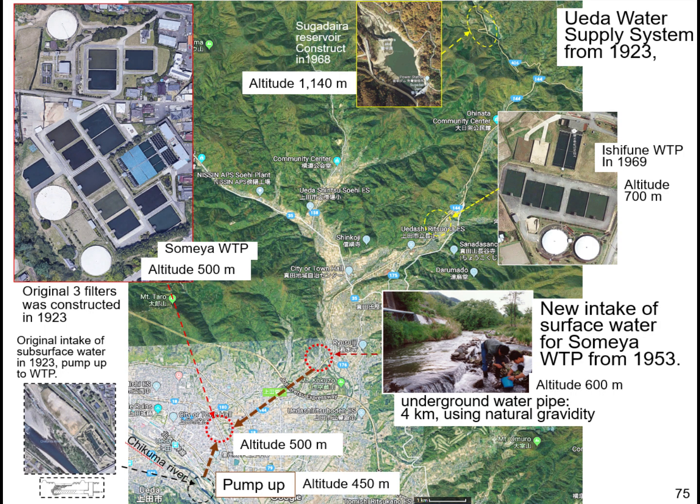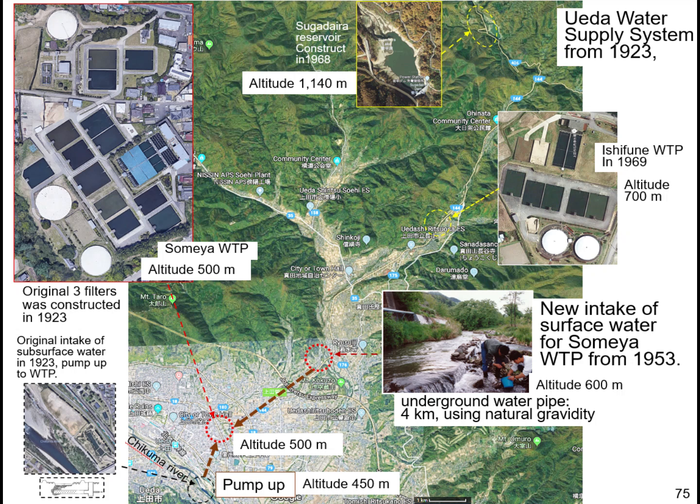My main field is the Sumiya water purification plant. The original water source was subsurface water from the Chikuma River, which was pumped up to the plant. In 1953, a new intake of surface water was built. Sugadaira Reservoir was constructed in 1968.